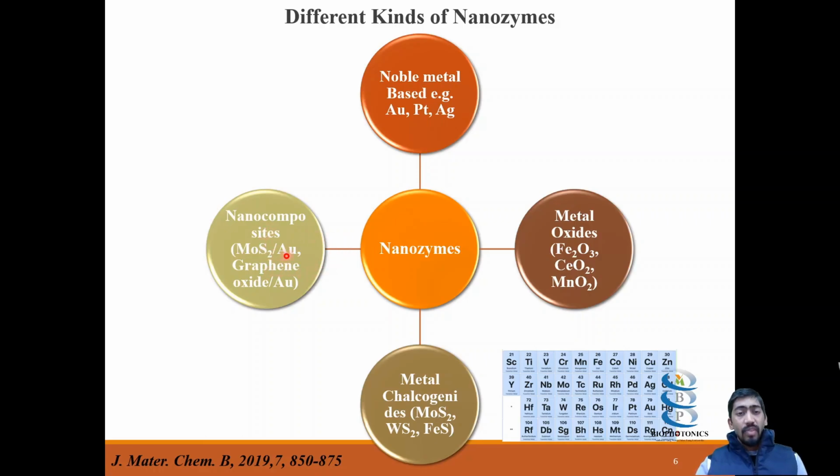So these nanocomposites show a better activity than their individual counterparts such as MoS2 or gold alone. So therefore, researchers are more focused on making the nanocomposite, which can give better peroxidase activity and even give a lower limit of detection in the nanoscale.